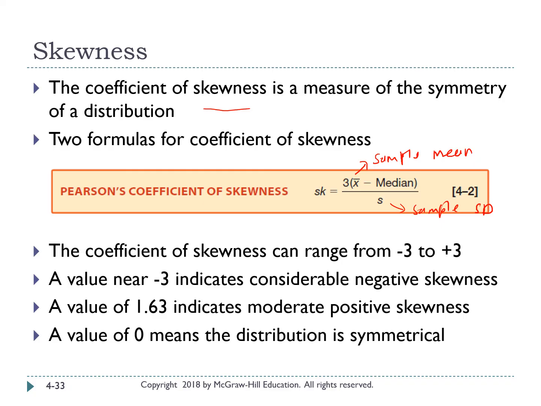Okay, so when you have computed this, this is how you read the result. The coefficient of skewness can range from minus 3 to plus 3. If you got a result close to negative 3, it indicates a considerable negative skewness, because the maximum negative value is minus 3. If you got a value like 1.63, you can say that you have a positive skewness. If you compute the skewness coefficient and get 0, it means that your distribution is symmetrical. Okay?